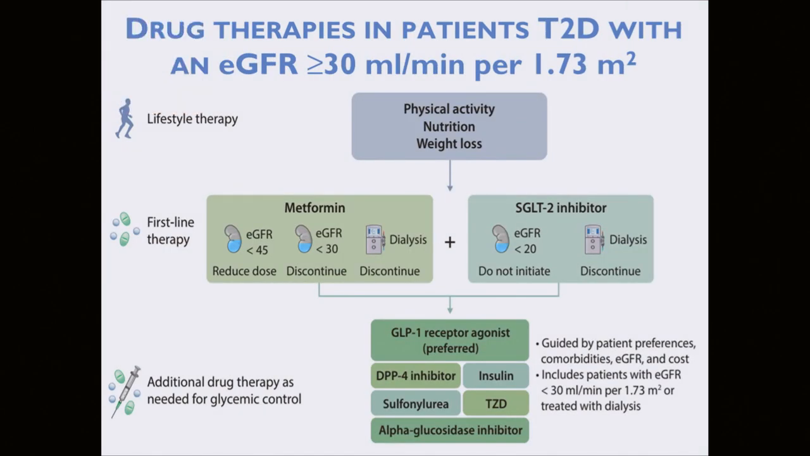Now, oral treatment in patients with type 2 diabetes mellitus and CKD with eGFR above 30. The treatment of choice is a combination of metformin and then SGLT2 inhibitors. Second line, GLP-1 receptor agonist. If with these drugs glycemic status is not controlled, then add another drug. But this should depend upon patient preference, cost, GFR, and comorbidity.